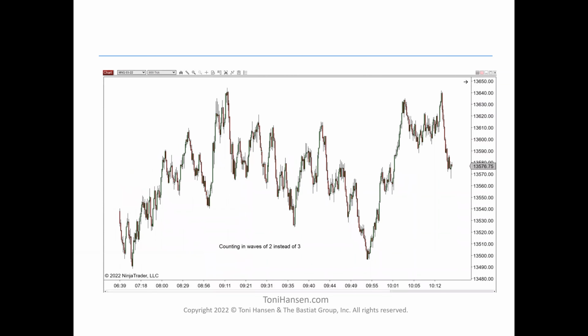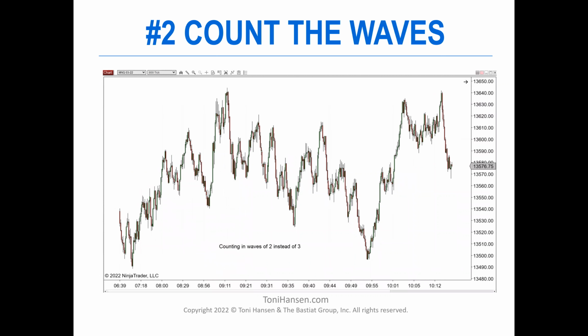Now, here's something where I changed the way that I count, where I don't normally count in waves of 3 as my predominant trend moves. I tend to focus more on waves of 2. And what this means is it still brings in the waves of 3, but the way that I look at it is a little bit different. So if we look at that 3-wave trend move here, for example, what you'll notice is that in this case, that second wave is a little bit shorter than the first. And then we've got that bigger third move.